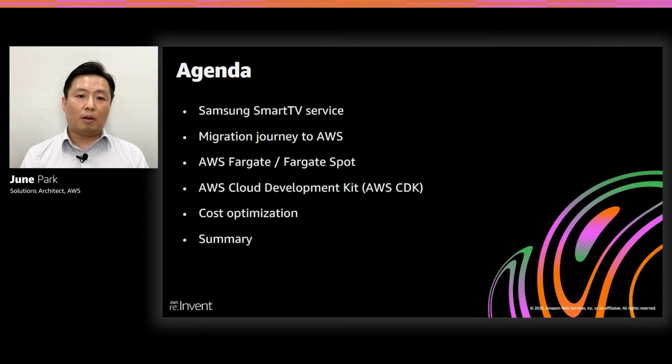As a quick sneak peek of today's session, we'll be looking at what is Samsung Smart TV Service, for those who are not familiar. Secondly, we'll be looking at Samsung Smart TV team's migration journey to AWS. And then we'll look at why AWS Fargate was used, and also look at how AWS CDK helped Samsung with automations and multi-region deployment. And finally, we'll look at some of the cost optimization methods that were used.